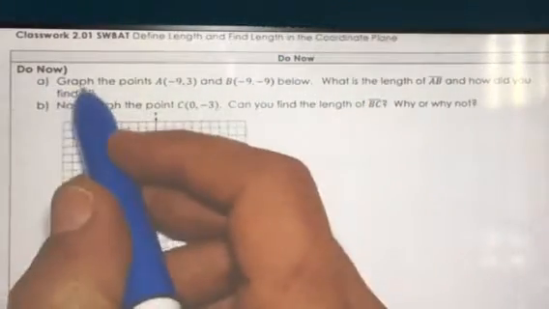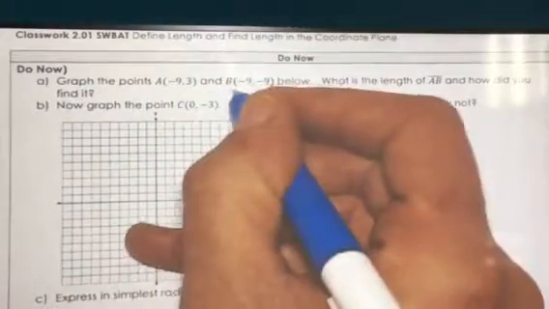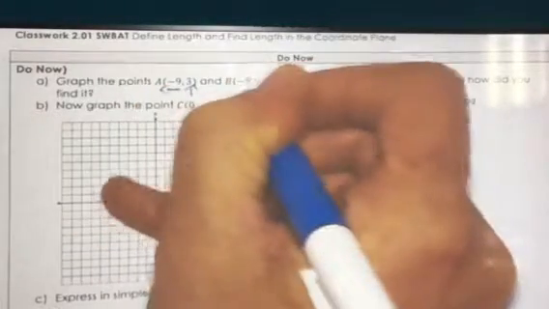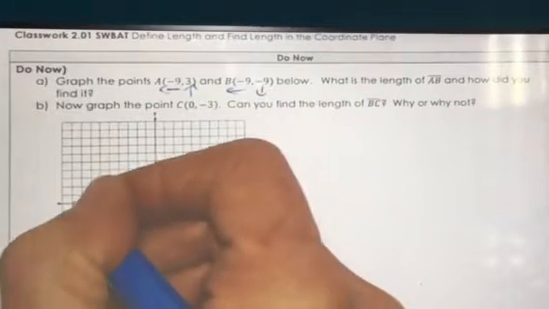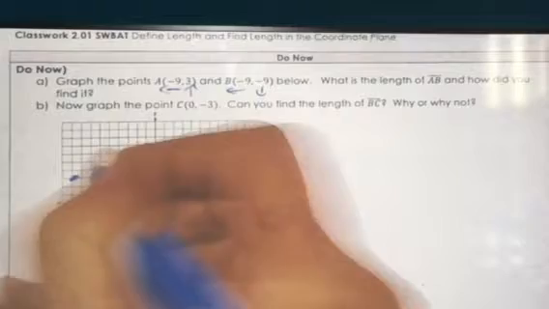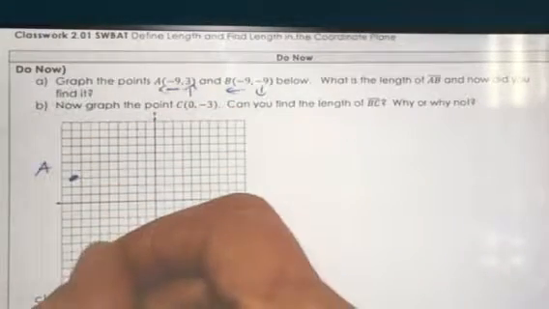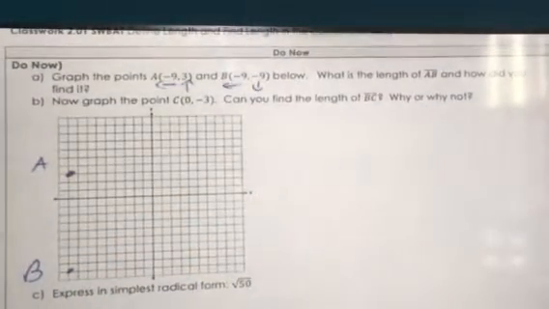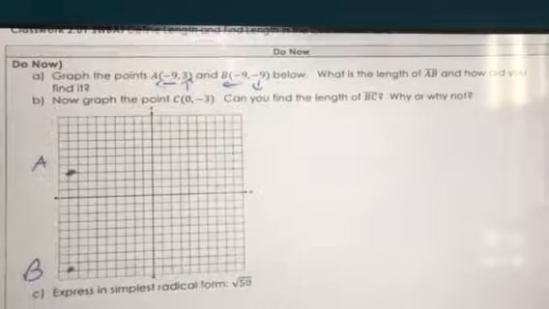Do now. Graph the points A (-9, 3) and B (-9, -9) below. So this is left and up, left and down. (-9, 3), (-9, -9). Now what is the length of AB and how do we find it?